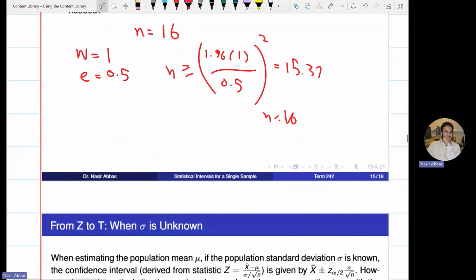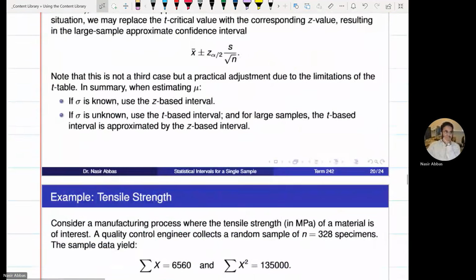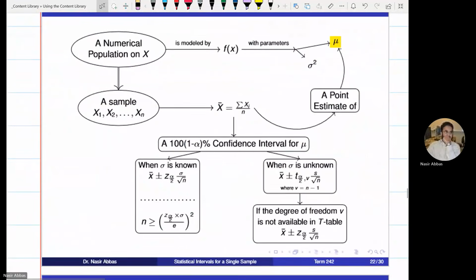Before starting today's class, first I will summarize chapter 8 for you, using this slide. This slide will help us summarize the whole chapter so far. As we can see, we start with working with a numerical population on a random variable x. We have a population on x.